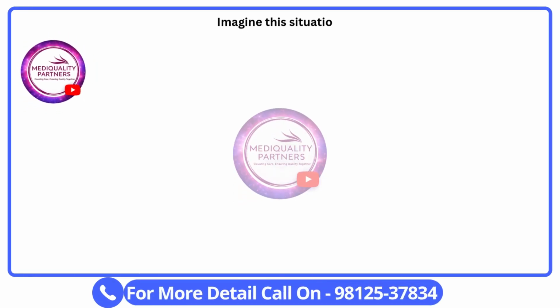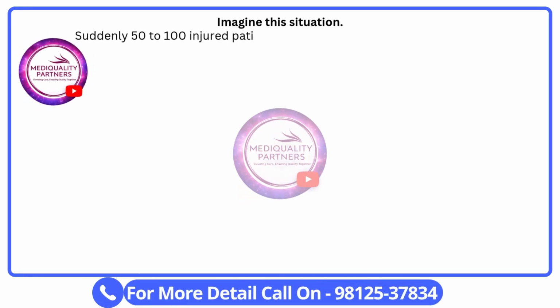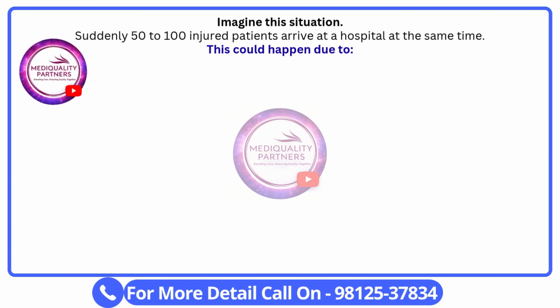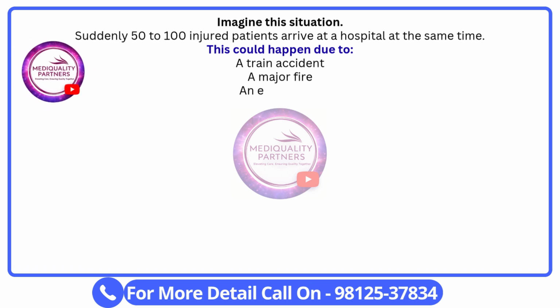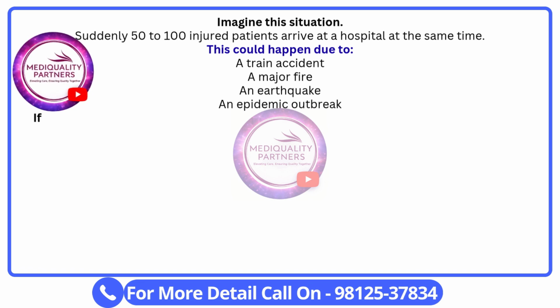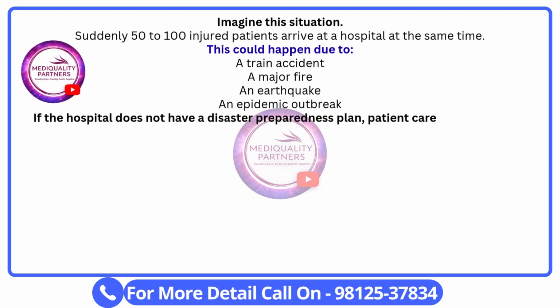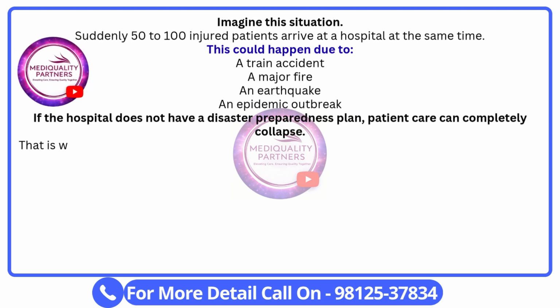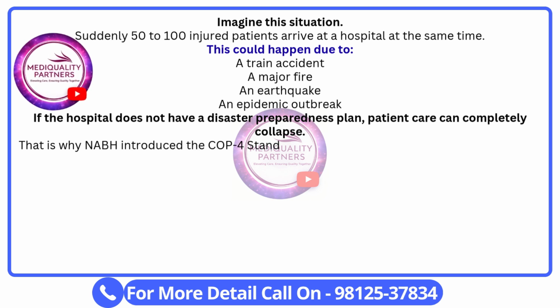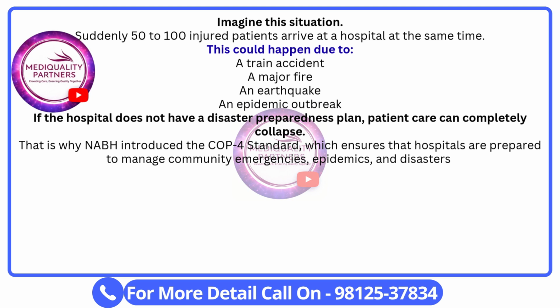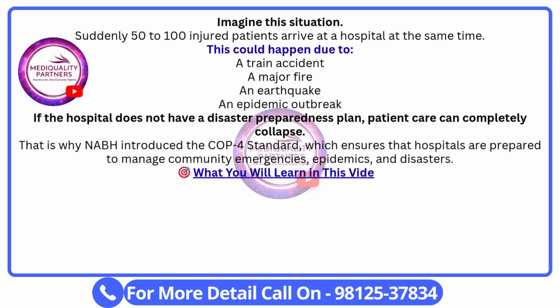Imagine this situation. Suddenly 50 to 100 injured patients arrive at a hospital at the same time. This could happen due to a train accident, a major fire, an earthquake, an epidemic outbreak. If the hospital does not have a disaster preparedness plan, patient care can completely collapse. That is why NABH introduced the COP-4 standard, which ensures that hospitals are prepared to manage community emergencies, epidemics, and disasters.